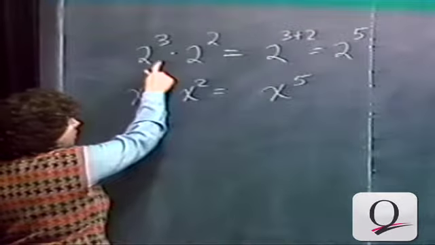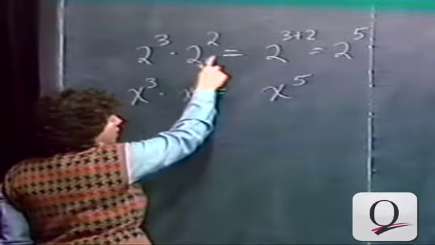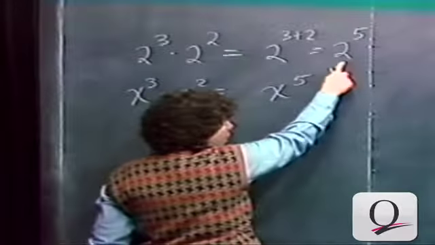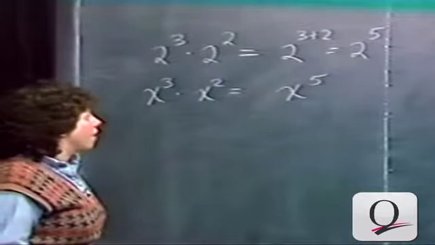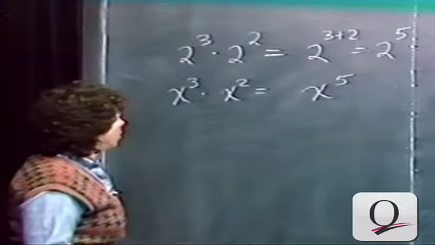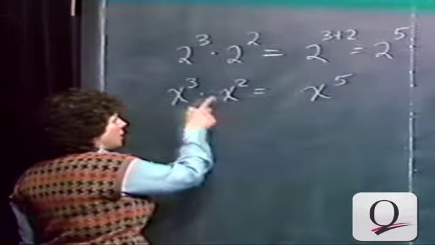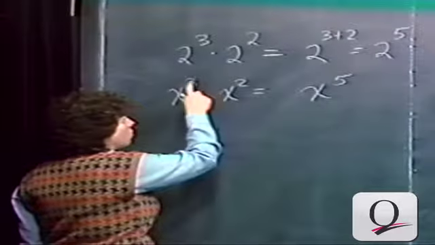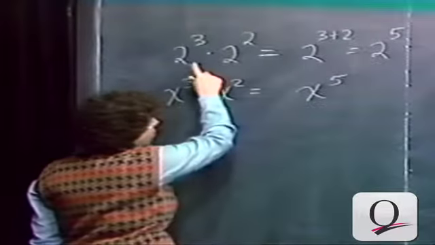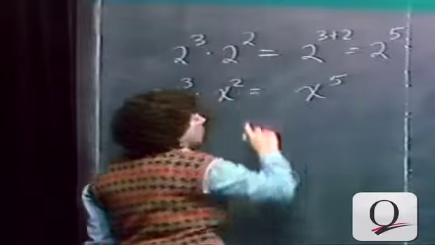We have here 2 taken as a factor 3 times, 2 taken as a factor twice, so we wind up with 2 taken as a factor 5 times, or 2 to the 5th power. Okay. We did not multiply the x's. We kept the x and we added the powers. Similarly, over here, we keep the 2 and we add the powers.